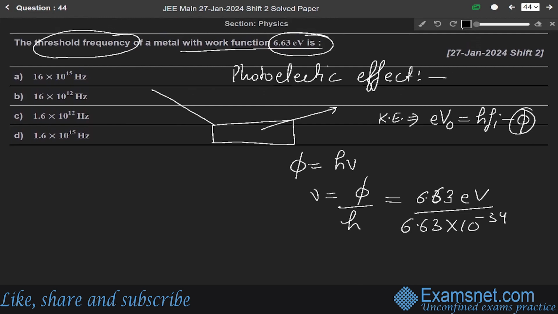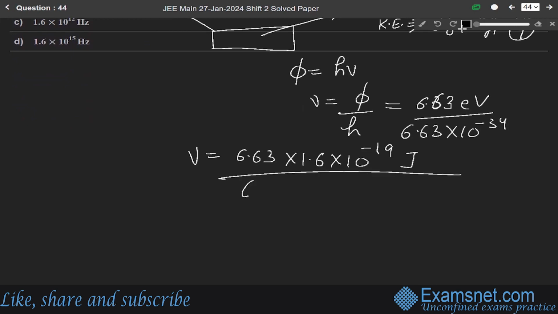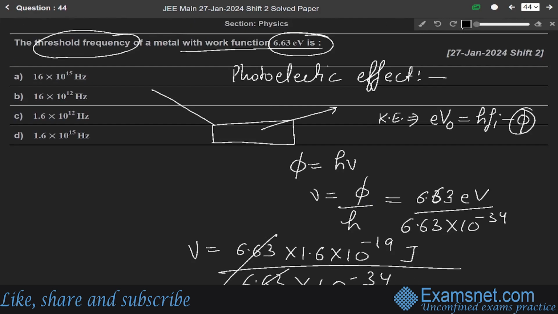Converting this electron volt into joule, we get 6.63 into 1.6 into 10 to the power minus 19 joule over 6.63 into 10 to the power minus 34. The 6.63 cancels out, so frequency nu will be equal to 1.6 into 10 to the power minus 19 plus 34. So it will be 1.6 into 10 to the power 15 hertz. So our correct answer is nu equals 1.6 into 10 to the power 15 hertz.